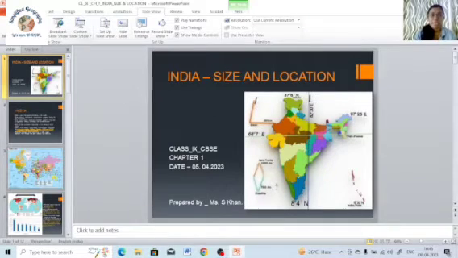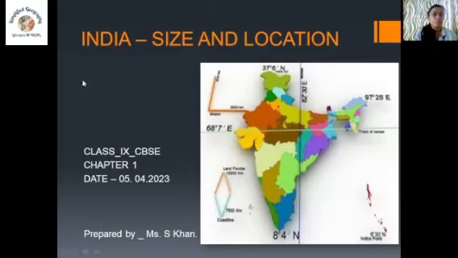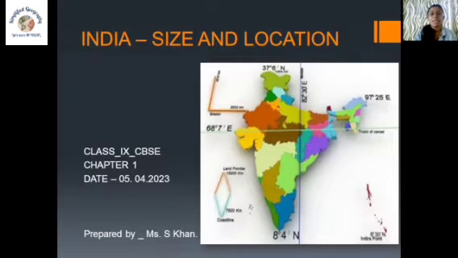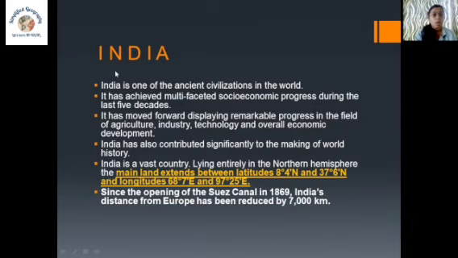So let us begin. Let me take the slideshow first. Let me take a pen. So before we begin this chapter, India Size and Location, from the title of the chapter it is clearly noticed that from this chapter we'll understand the size and location of India, as it is given in the picture. So let us see what is there.